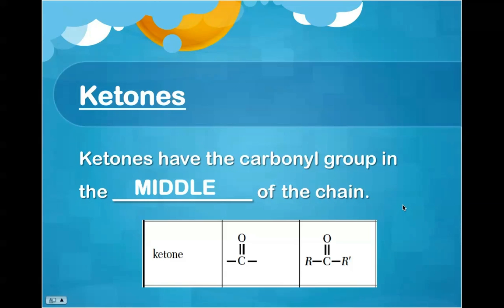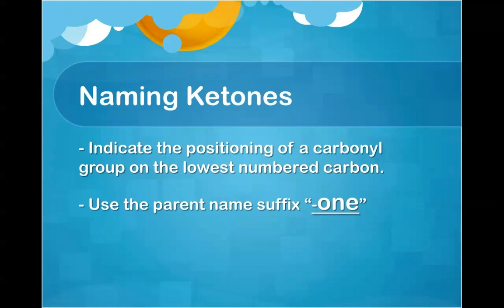All right, and then our very last one, ketones. This also has a carbonyl group, but this is specifically in the middle of the chain. So you can see here that we don't have any hydrogens attached to that carbon because it has to be in the middle. So there has to be different chains of carbon attached on either side. We're going to have to indicate the position of the carbonyl group with the lowest numbered carbon. We're also going to use the ending or suffix ONE.